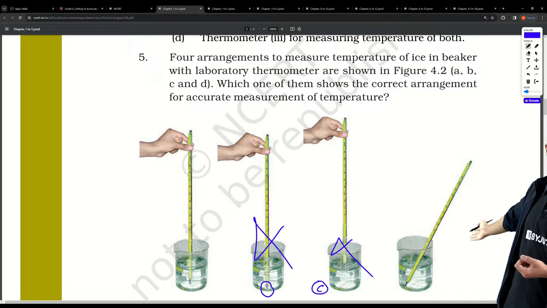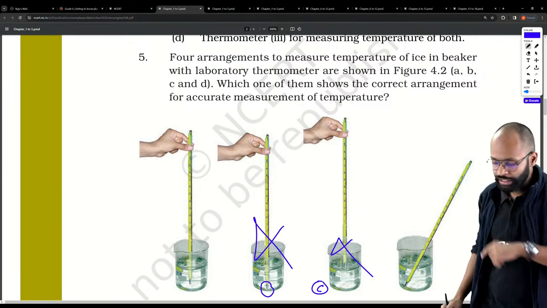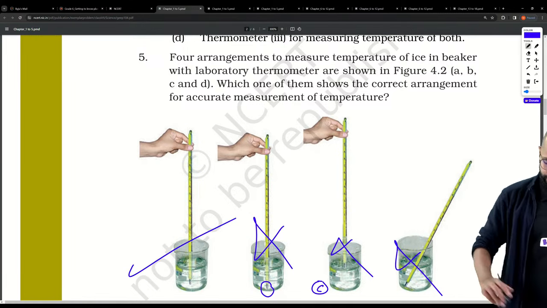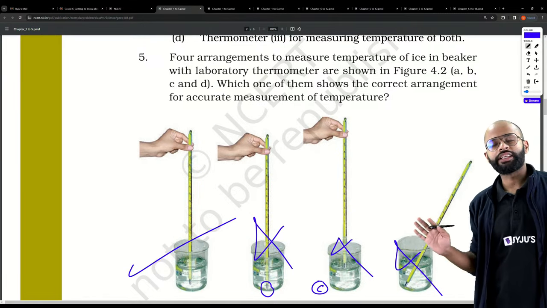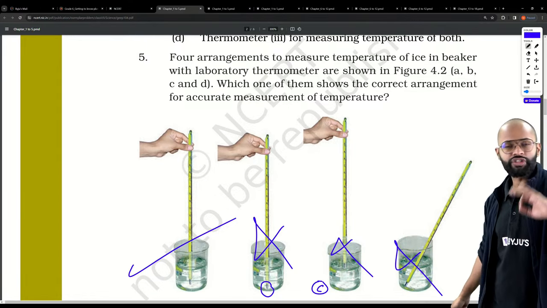D has kept the thermometer tilted, slanted, inclined. It should be straight. This is also wrong. You will not get a proper reading in this. This is good. Why? All the things have been taken care of. The bulb is also surrounded by liquid. The thermometer is straight.